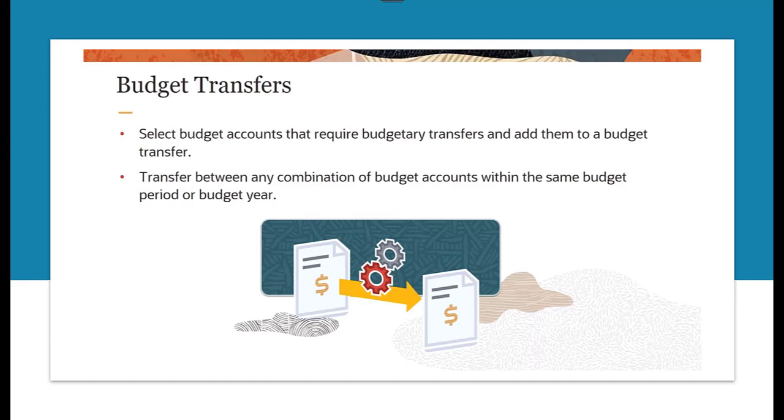With budget transfer, we can transfer between any combination of budget accounts within the same budget period or budget year. So as you review your budgets on the review budgetary control balance page, you can select the budget accounts that require budgetary transfer, and you add them to these budgetary transfer requests. Let me now show you how you can do this in the application as a budget transfer.